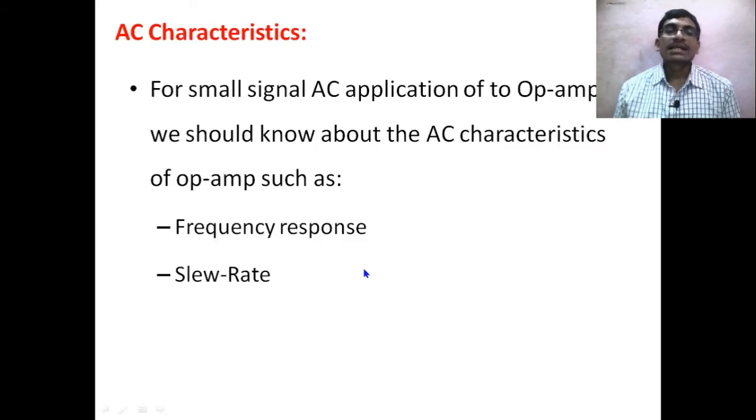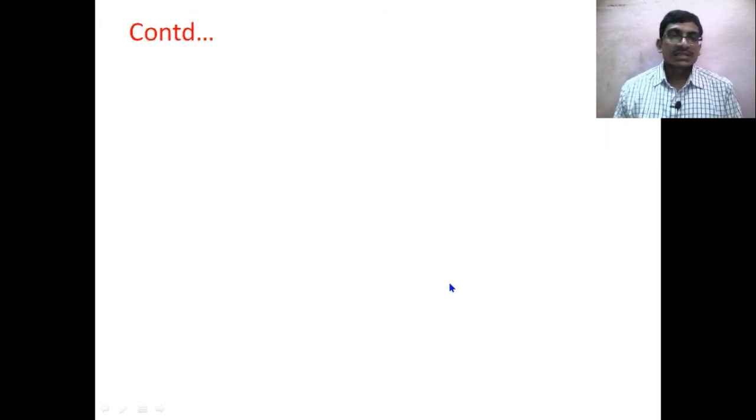These two are called the AC characteristics. When we are applying some AC signal to our operational amplifier, we must know about the AC characteristics. Up to now we have been applying DC voltage, so the DC characteristics have been discussed. But now we are going to apply AC signals. If you are applying AC signals, then definitely we should know about these characteristics. Those characteristics are frequency response and slew rate. So let us discuss these things.